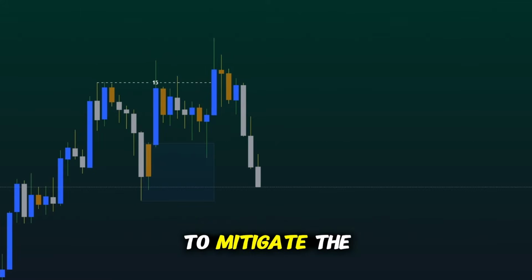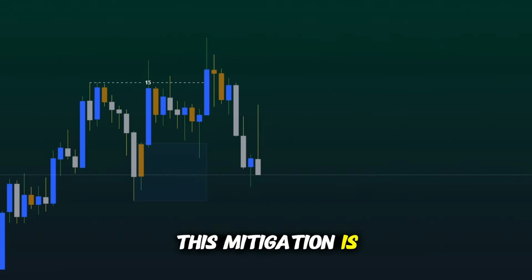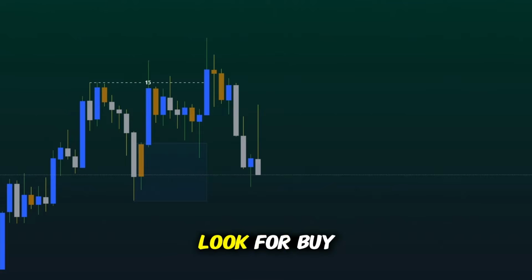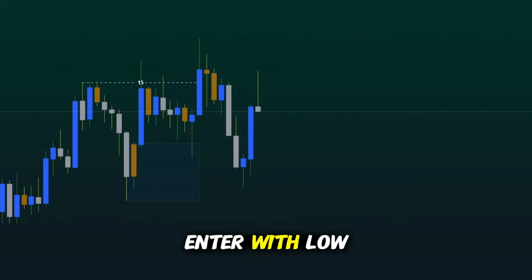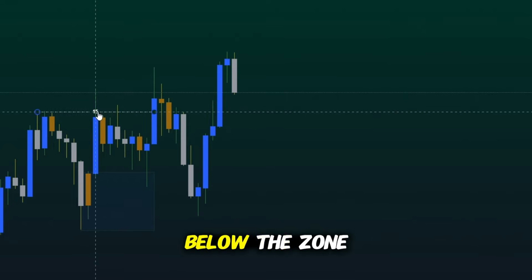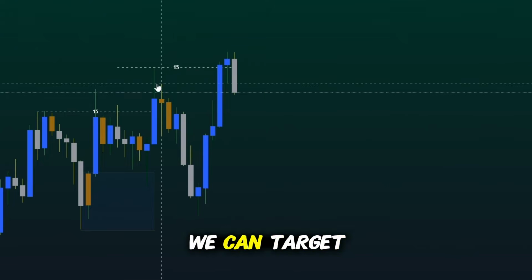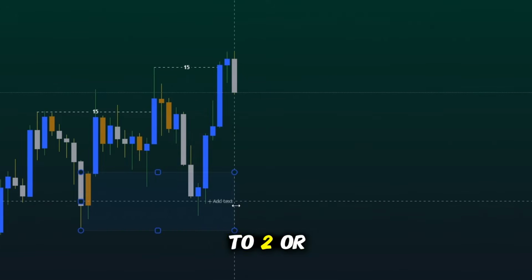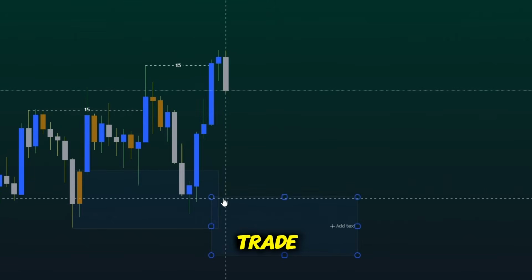Now we just wait for price to mitigate the demand zone. This mitigation is important because it confirms that the zone is still valid. When price taps back into demand and shows a clear reaction, such as strong rejection, displacement, or bullish candle structure, that's where we look for buy opportunities. Buying from the demand zone allows us to enter with low risk and high reward, because our invalidation is clearly defined below the zone. From here, we can target the next liquidity pool or previous highs, easily setting a 1 to 2 or 1 to 3 risk to reward trade.